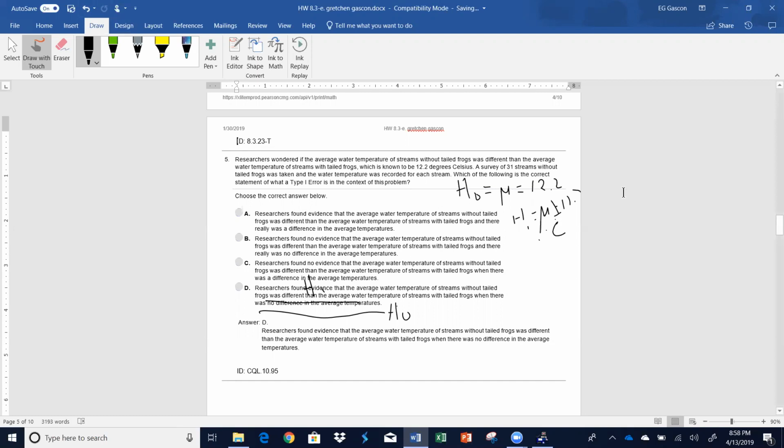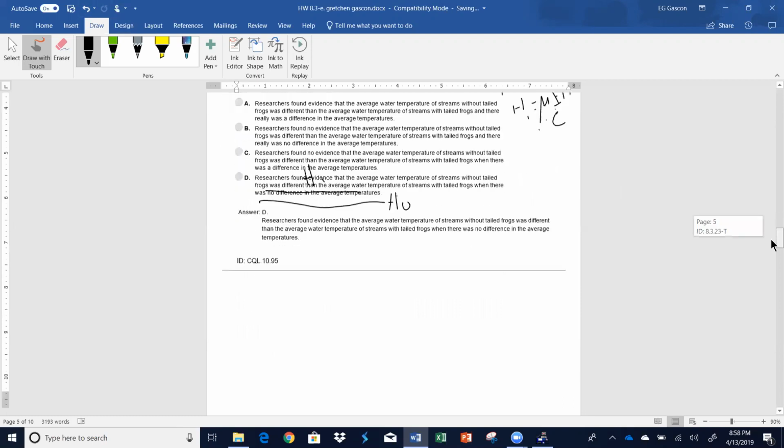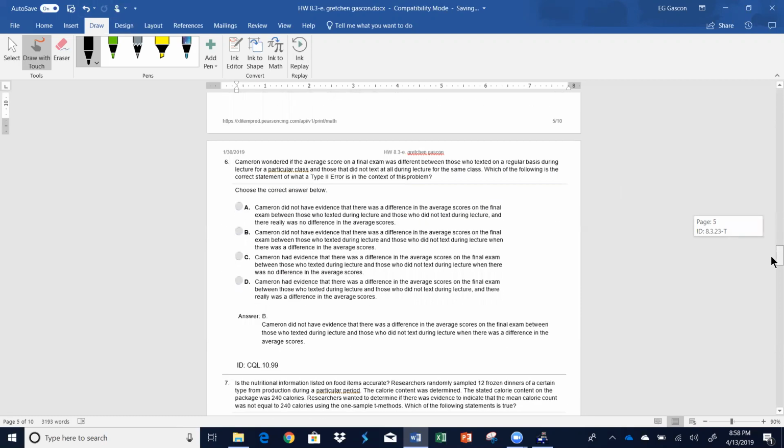Okay. So this takes us to what Rebecca was saying, and then the next one is a type 2 error, when you fail to reject the null but you should have, and that's B. Cameron did not have evidence, so you didn't have evidence that there was a difference. So you failed to reject the null hypothesis, but there really was one. That's a type 2 error.